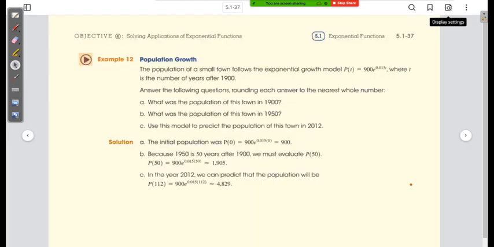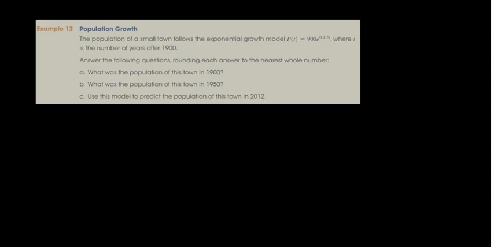Okay, all right, so yeah, this is a good example. We are given a lot of stuff here. So let's begin. This reads, the population of a small town follows the exponential growth model of P of t is equal to 900 times e raised to 0.015t, where t is the number of years after 1900. Perfect. So it says answer the following questions. All right, so what was the population of this town in 1900?